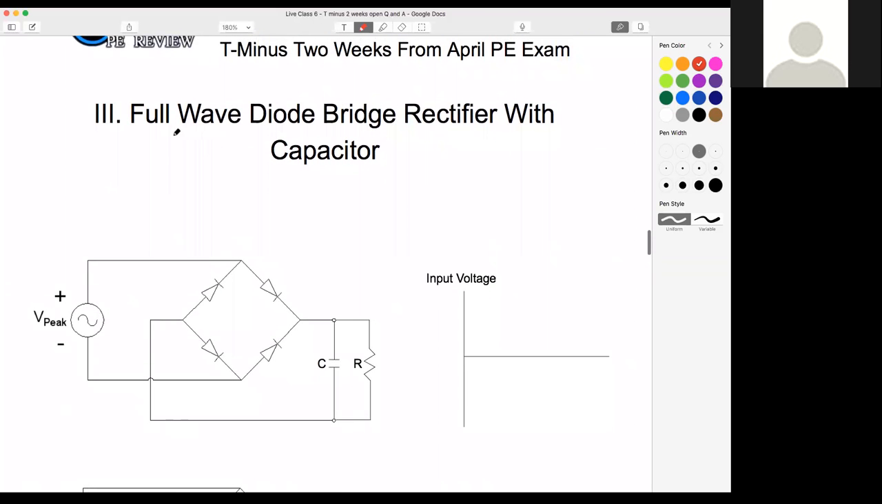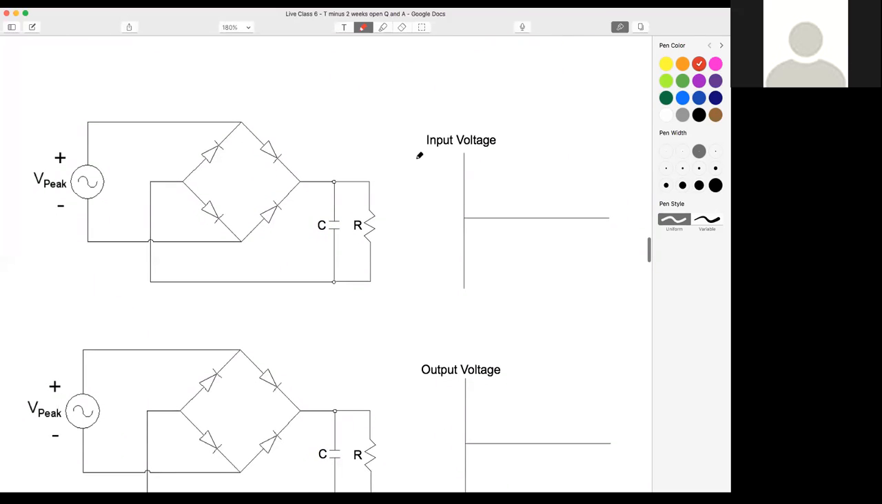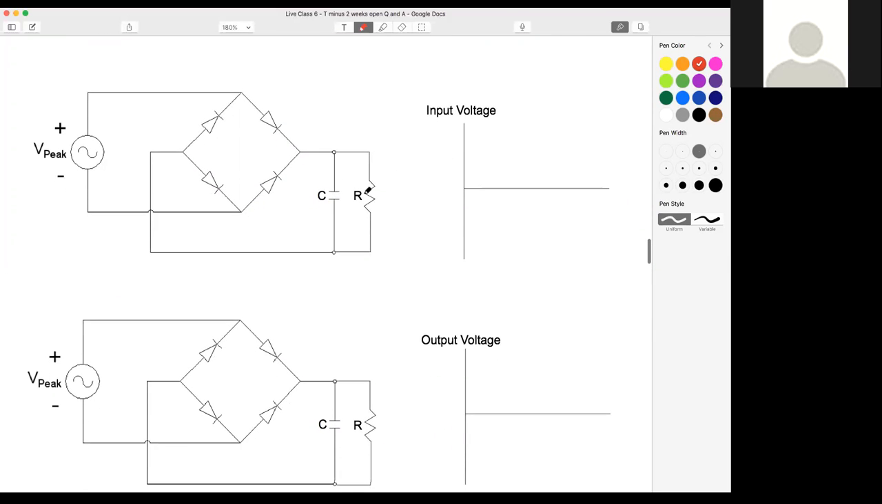All right, full wave diode bridge rectifiers with a capacitor. So what we're going to do first is ignore the capacitor and draw our output voltage, and then we're going to take into account the effects of that capacitor. First things first, let's look at our input voltage. So let's say this is going to be our peak values.